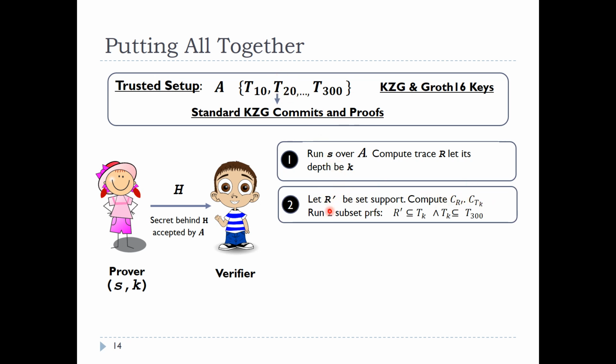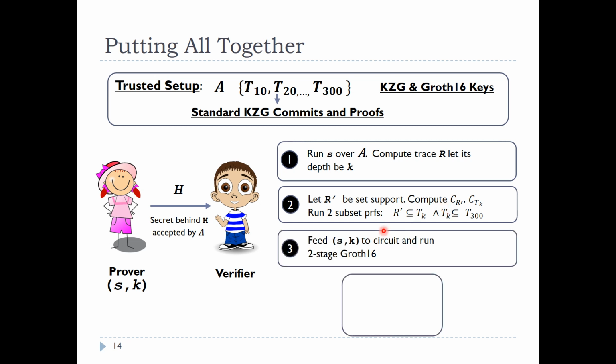And then she runs two zero-knowledge subset proofs, which prove that this transition set is actually a subset of this T_k, and this T_k is a subset of the entire transition set of the automata. Because these proofs are zero knowledge, the verifier learns nothing about this transition set and the selected subset. And the last step is to run the zk-SNARK.